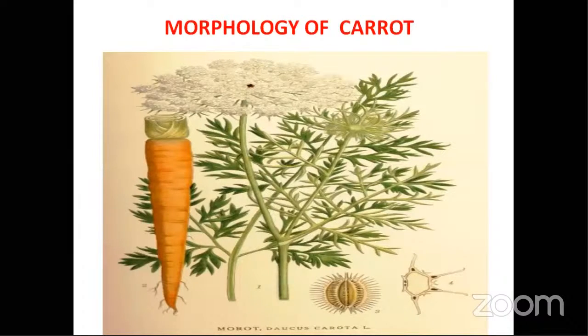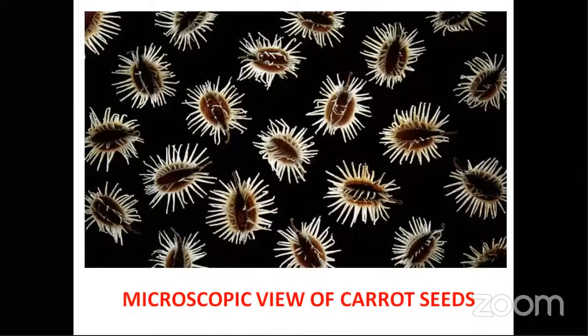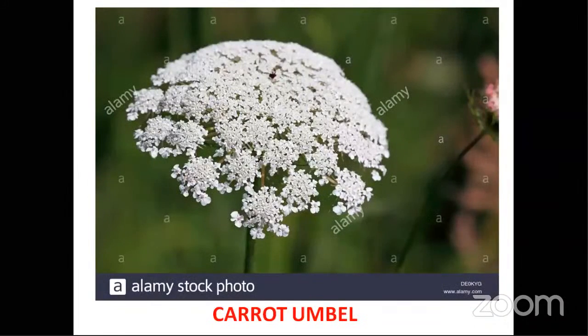Coming to the morphology, it is very familiar, as all of you must have already read the botany and the floral biology. So this is the carrot. Here we have the carrot seed. So can anybody reply, what is the carrot seed called botanically? Nextly, this is the microscopic view of the carrot seed. And this is the carrot umbel. You can see it, and onion also belongs to the same family. The onion flowers are also very similar to this, and here are the carrot seedlings.